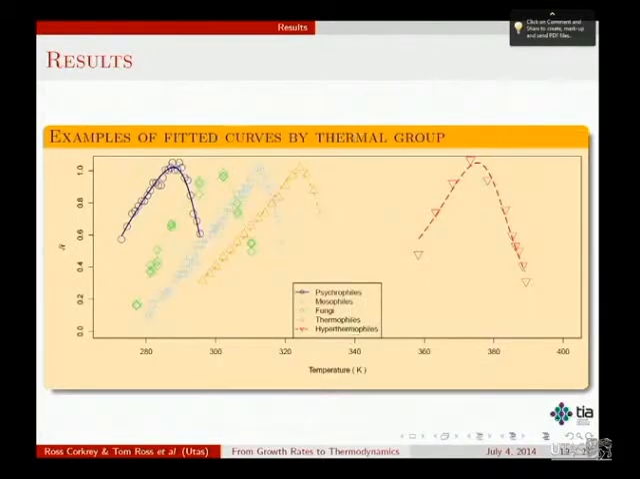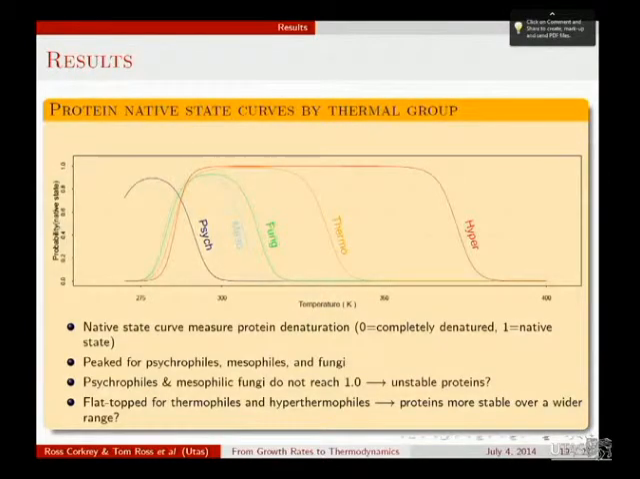Now, if you look at it by thermal group, psychrophile, as you'd expect, is at the lower temperatures, then going up through fungi, mesophile, thermophile, and then over here are the hyperthermophiles. So it gives you an idea of the distribution of these things. But what's interesting now is that we have predictions about what the nature of the system should be. This is the protein denaturation curve for the 4 thermal groups.